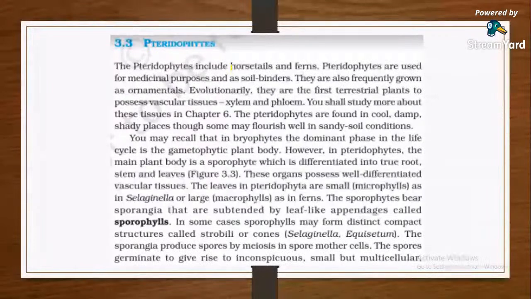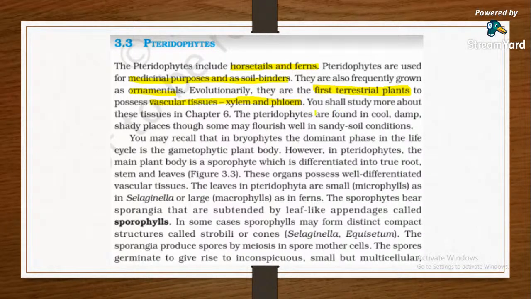Pteridophytes include horsetails and ferns. They are used for medicinal purposes and as soil binders. They are also frequently grown as ornamentals. Evolutionarily, they are the first terrestrial plants to possess vascular tissues. Both thallophytes and bryophytes don't have any vascular tissue, but in pteridophytes there are vascular tissues or conducting tissues such as xylem and phloem.